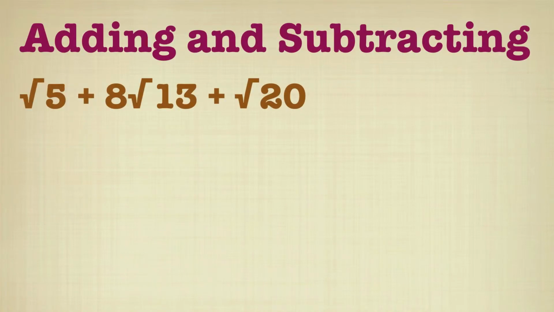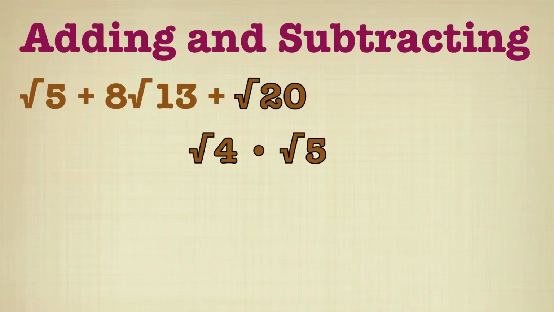In the second problem, we have the square root of 5 plus 8 times radical 13 plus the square root of 20. First, we need to break down the square root of 20. 20 can be broken down into radical 4 and radical 5. Radical 4 is equal to just 2. Radical 20 is 2 times the square root of 5.